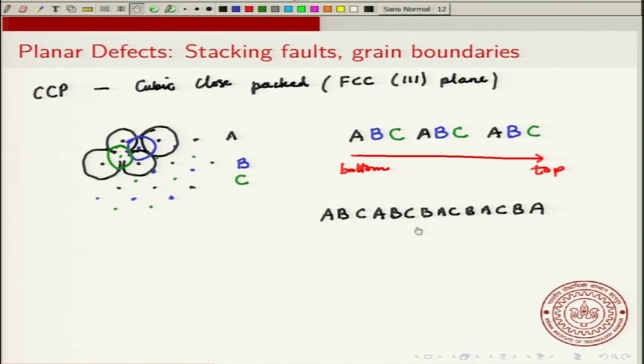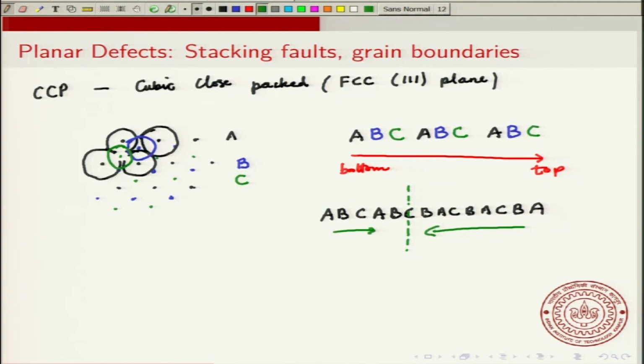So here the ABC was in this direction, here the ABC is in this direction, and right at their boundary you have a stacking fault. So right here you have a change in the orientation of the crystal. On one side it is going in this direction, and on the other side the ABC is stacking in this direction, and you have the stacking fault here. So this is a very classic stacking fault.